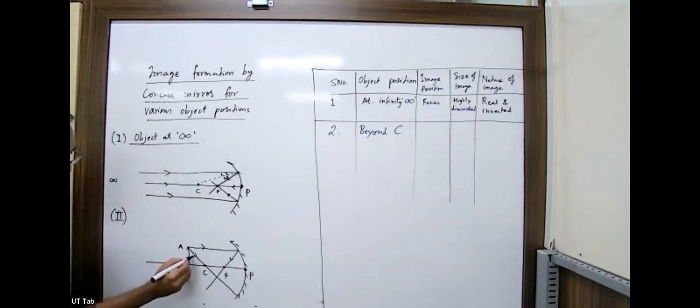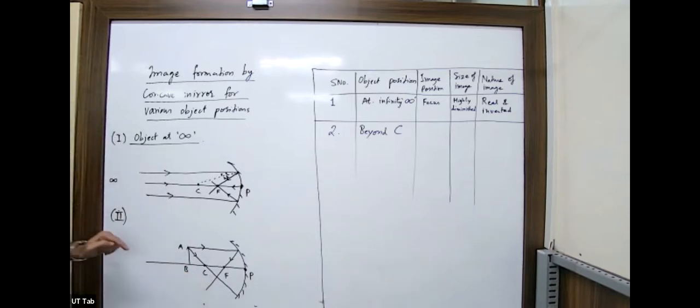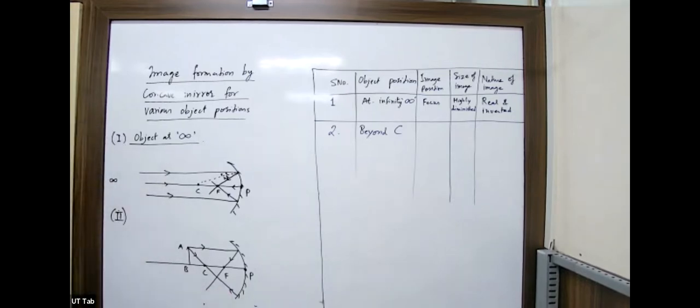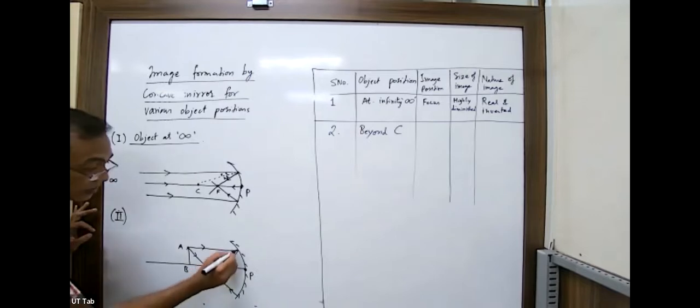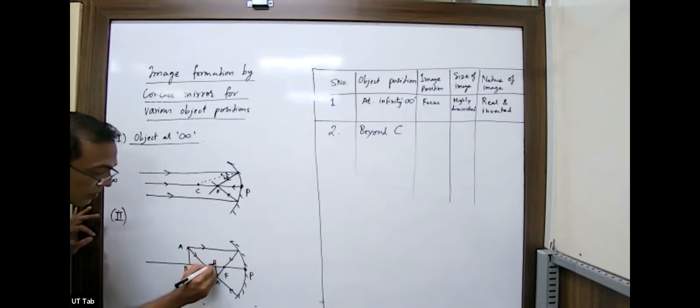Now, any ray passing along C would fall along the normal at this point, so it would return along the same path, because the angle of incidence is 0 and the angle of reflection is 0 along the normal, right? So where are the two reflected rays meeting? Here. So the image will be formed between C and F. I write A dash.